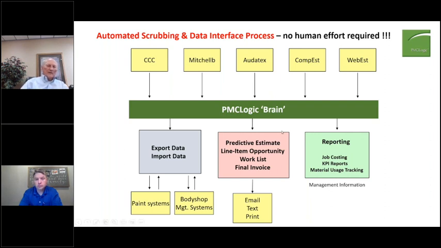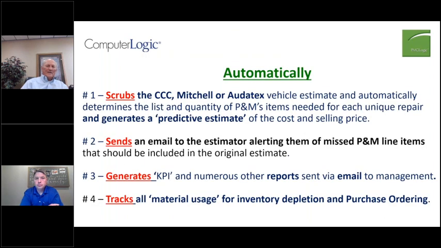So the beginning point in our system is when you write the estimate in CCC, if your estimator writes it, as soon as he closes out the system, even if he saves it, and it's not a closed job, but saves it, it immediately comes into our system and we generate the predictive estimate, which is 95 to 98% of what you'll wind up actually using. So what we do is we actually scrub the estimate.